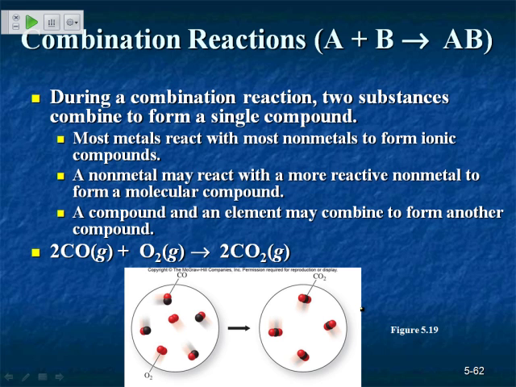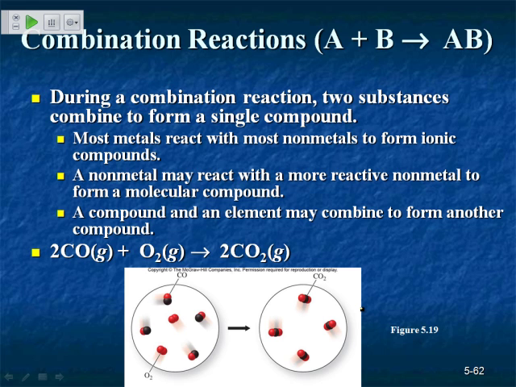Now, the opposite of decomposition reactions are combination reactions, where two substances combine to form a single compound. So it could be two elements combined to form a compound, or two smaller compounds combined to form a larger compound. It could be both. Now, most of the metals would react with most of the non-metals and form ionic compounds. Those are all combination reactions.